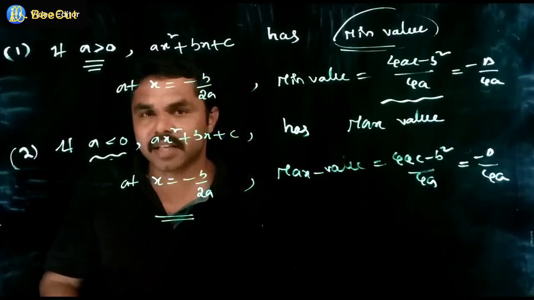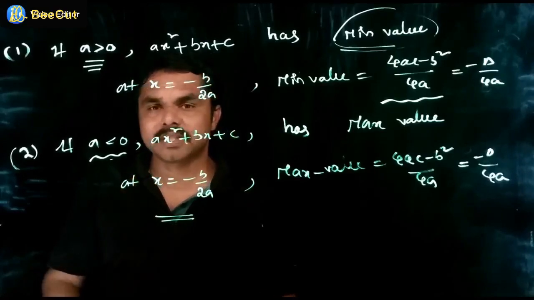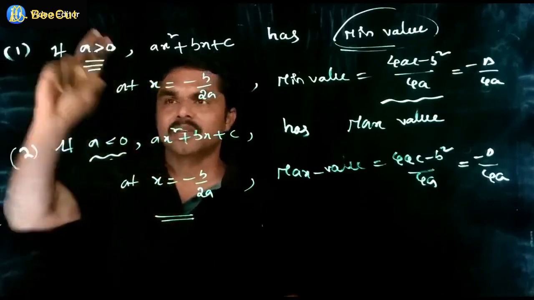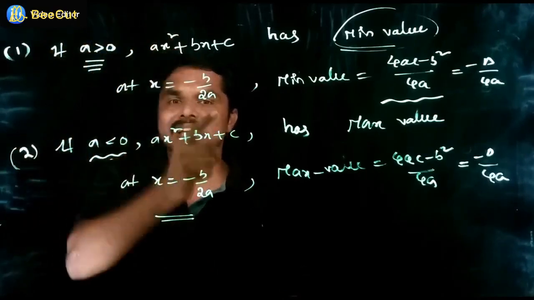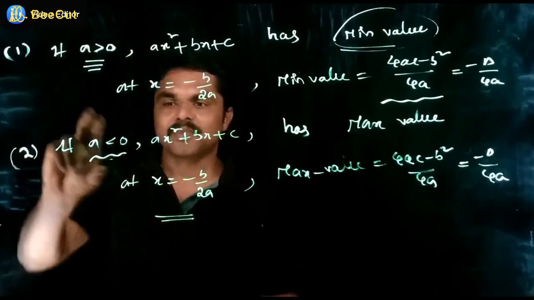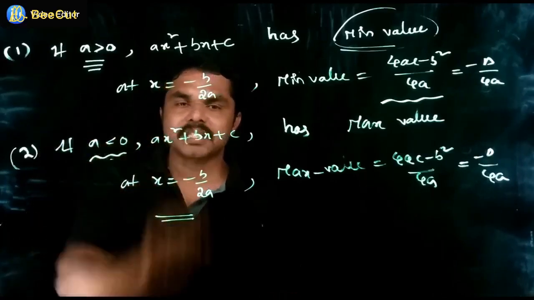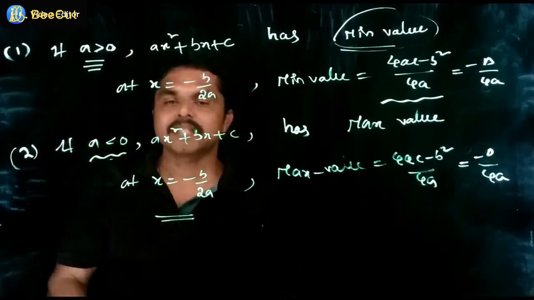At the end we can say the extreme value of ax square plus bx plus c will be decided based on the a value. If a is positive, the expression has a minimum value. If a is negative, the expression has a maximum value. Please keep these points in mind.